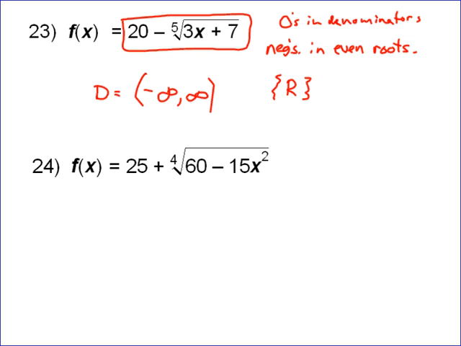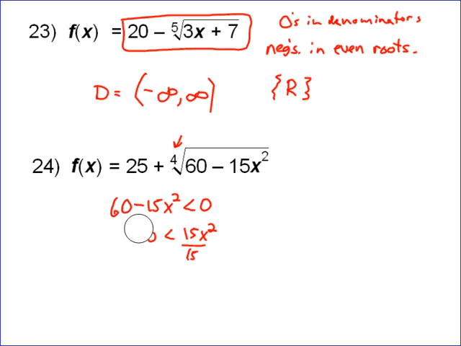Now, in the second one, there is something that gives you a problem because this is an even root. So we've got to find out when 60 minus 15x squared is less than 0. And then you just solve this problem. So you're going to have, you can change it to 60 is less than 15x squared by adding 15x squared, divide by 15.